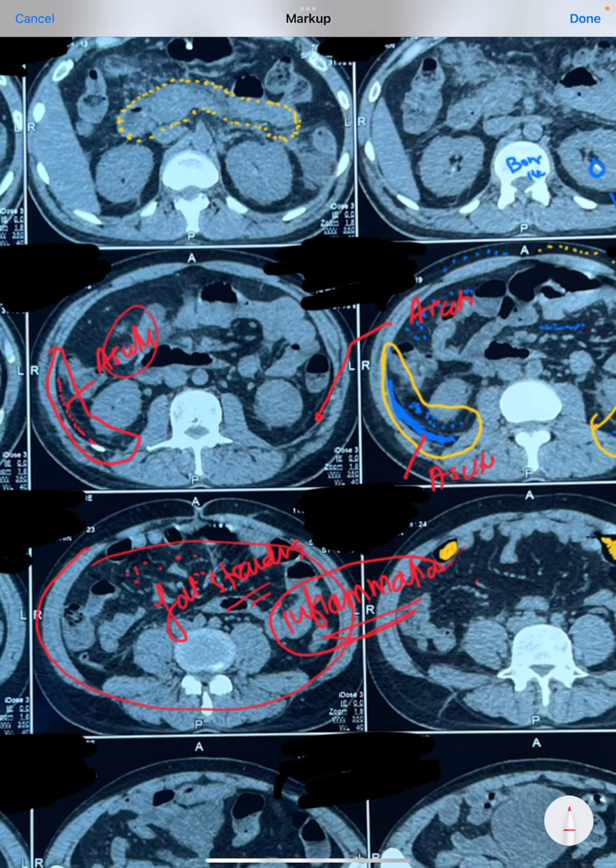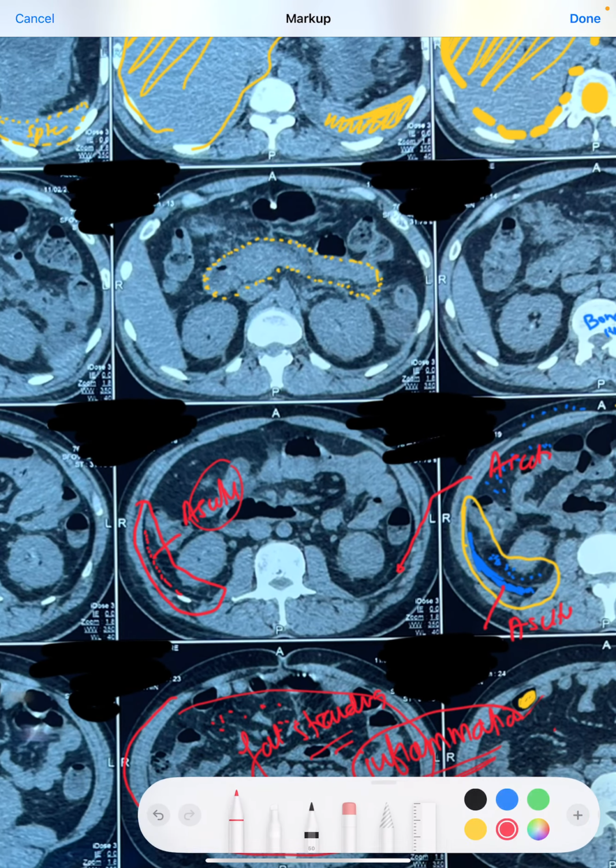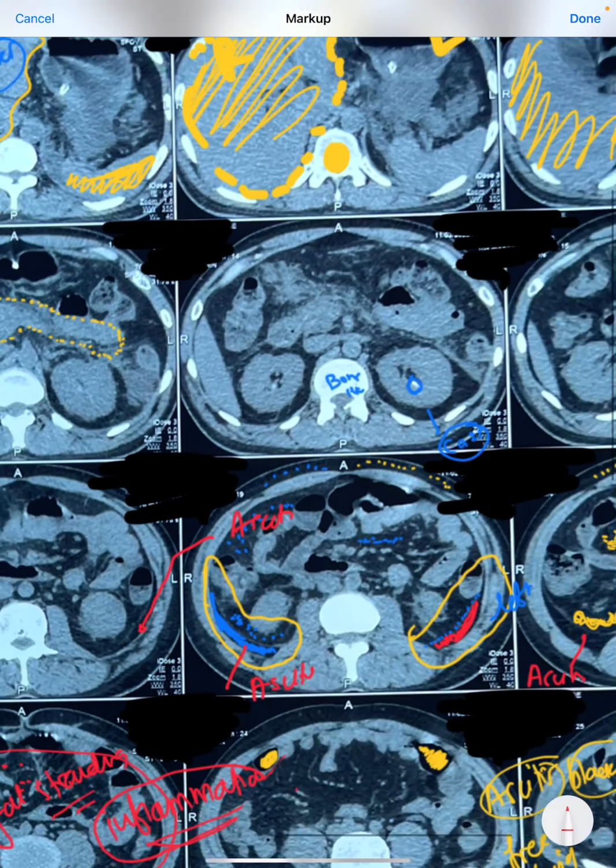But in this image, just compare the fat over here. This fat looks okay. There is no infiltration of anything. Here also, it looks okay. There is not much fat infiltration. Here also, it looks okay and decent. There is no fat infiltration. Here also, there is not much fat infiltration. But see here in this area.